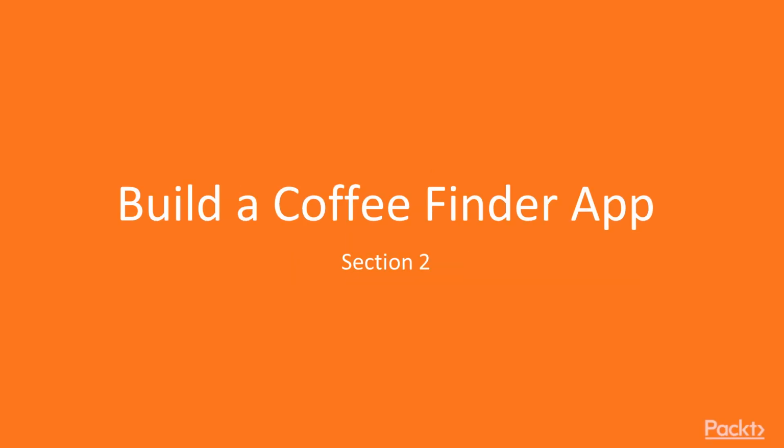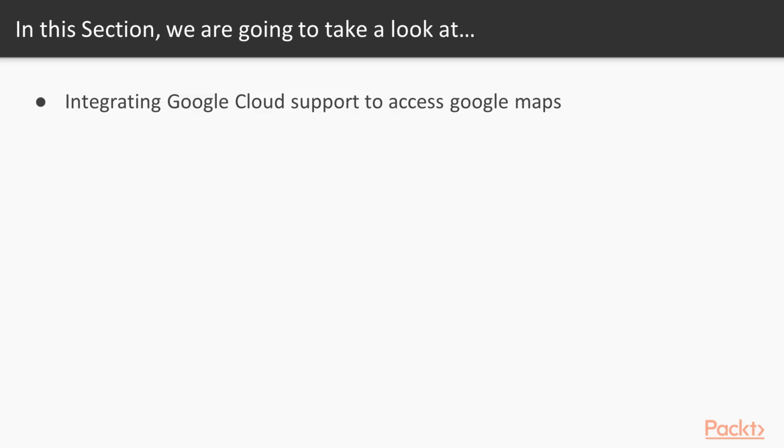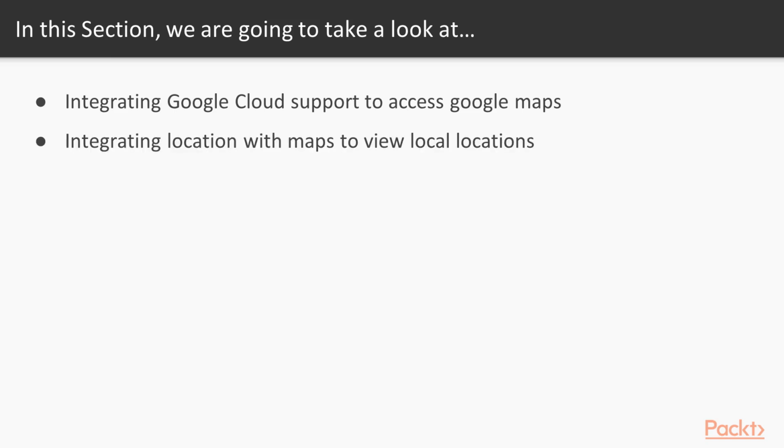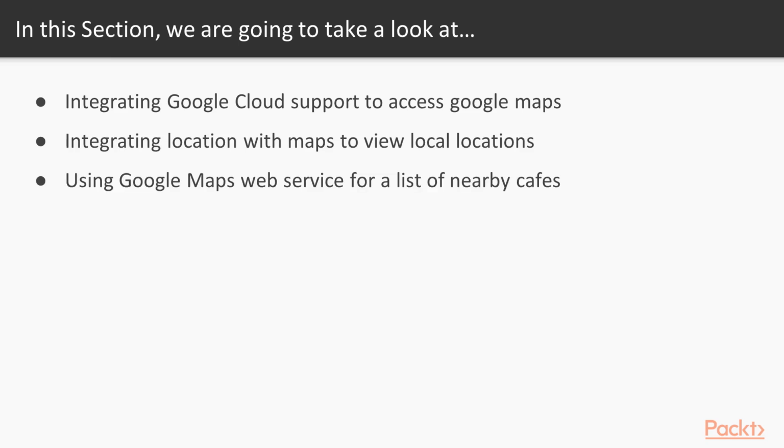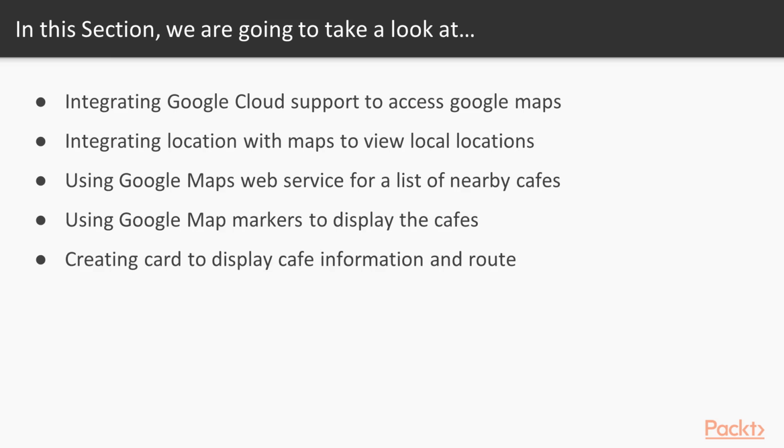Hi, and welcome to the section where we'll describe how to create a coffee finder app. We'll learn how to integrate the Google Cloud support to access Google Maps, integrate location with maps to view local locations, use the Google Maps web services plugin for a list of nearby cafes, use Google Map markers to display the cafes, and create a card to display the cafe information and route.